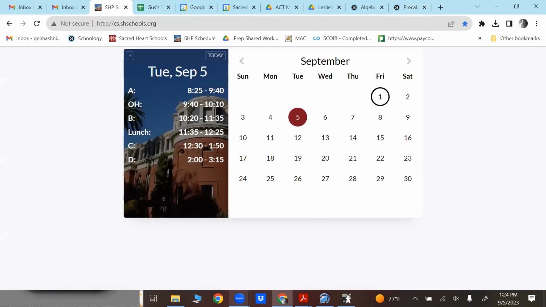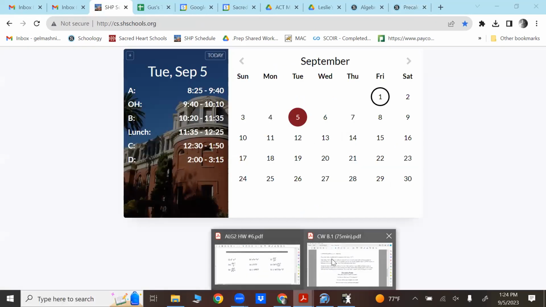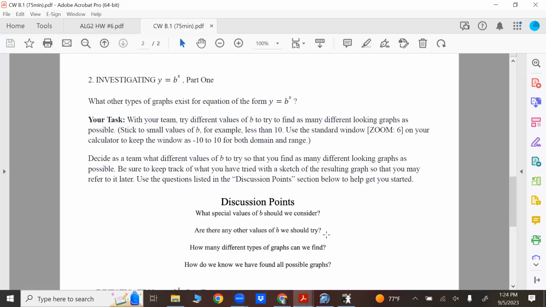Okay, so let's go back to the notes again. What we want to do now is investigate what happens if I make B smaller than 1. I'll still do B as 2. So let's go back to our calculator. Let's make Y1 2 to the x power. But let's make Y2 parentheses 1/2 to the x power. And let's make Y3 1/3 raised to the x power. You're going to see a change.